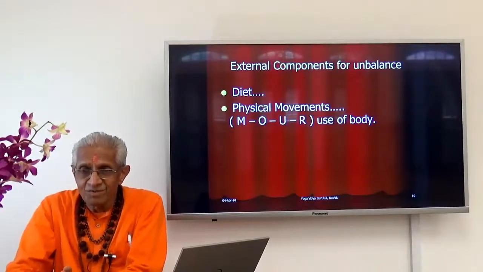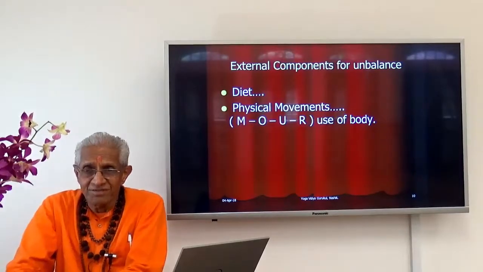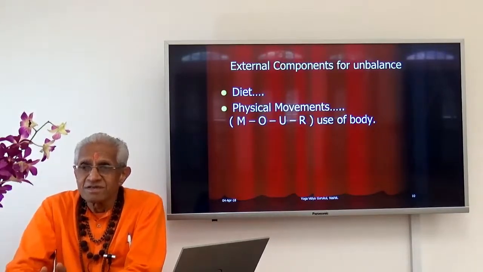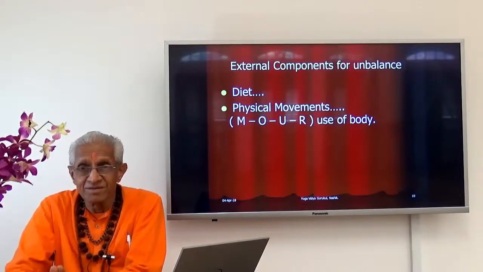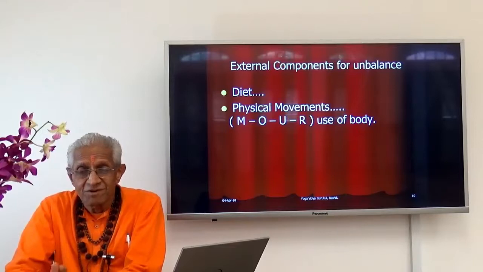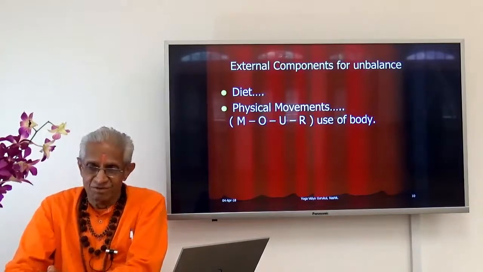But I am talking about the movements in particular. So when the spine is designed for making movement in all directions, we must make movements in all directions within limit. But what we do, you can just observe. We normally do forward bending movement throughout the day.